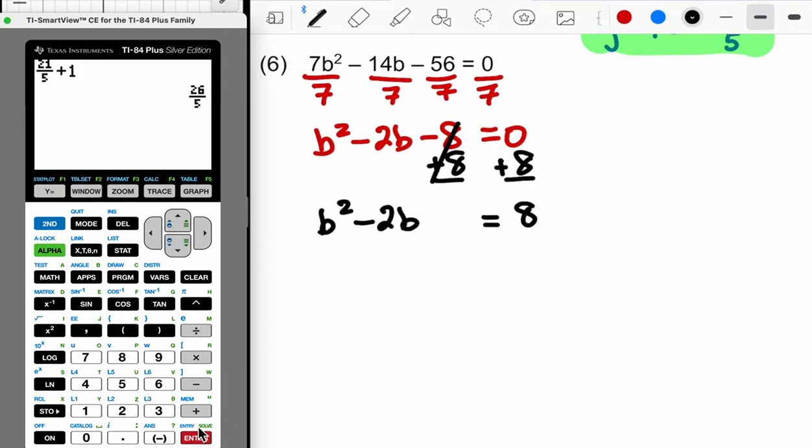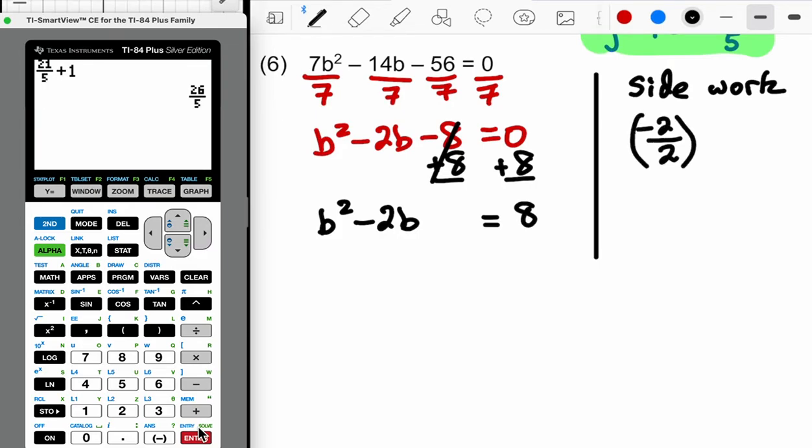So then I do my b over 2 squared business, my side work. You don't have to write side work. I just write it for your benefit. Just somewhere you're doing that side work, unless you're doing it in your head. If you're doing it in your head, then there's no need to write side work or anything like that. But I got my negative 2. I'm cutting it in half and squaring it. Negative 2 divided by 2 is negative 1 squared. Negative 1 squared is a positive 1. So that's the number I'm adding to both sides.